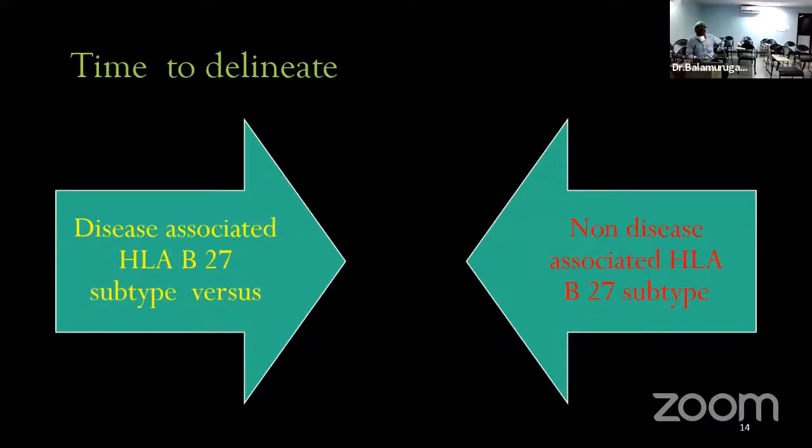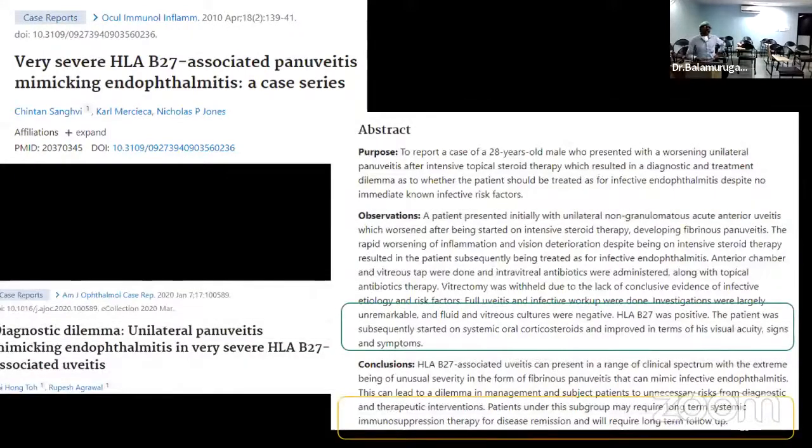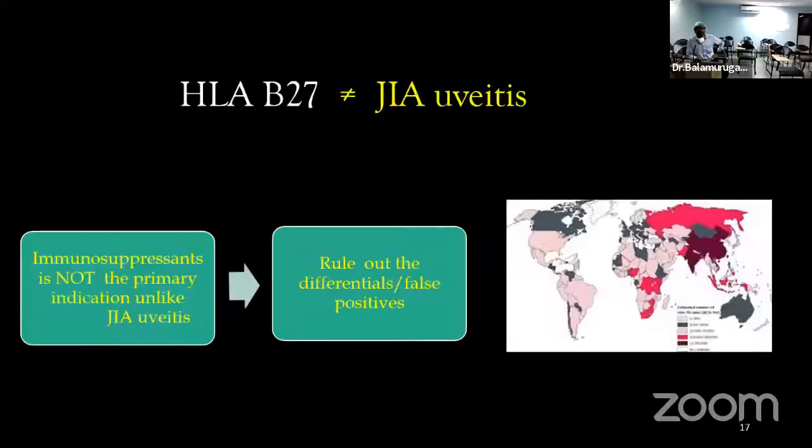It is time to delineate whether you are dealing with a disease-associated subtype or a non-disease-associated subtype. So Dr. Partho showed a case of HLA B27 mimicking spondyloarthritis. I also have a recent case where they treated without immunosuppressants, although it was suggested that it may be required for a long time. So we do not want to start immediately, even in a case of endophthalmitis-type presentation. When in dilemma whether it is infection or inflammation, you will always err on the side of infection. That is a safer strategy. You will not harp on immunosuppressants, dear Partho.